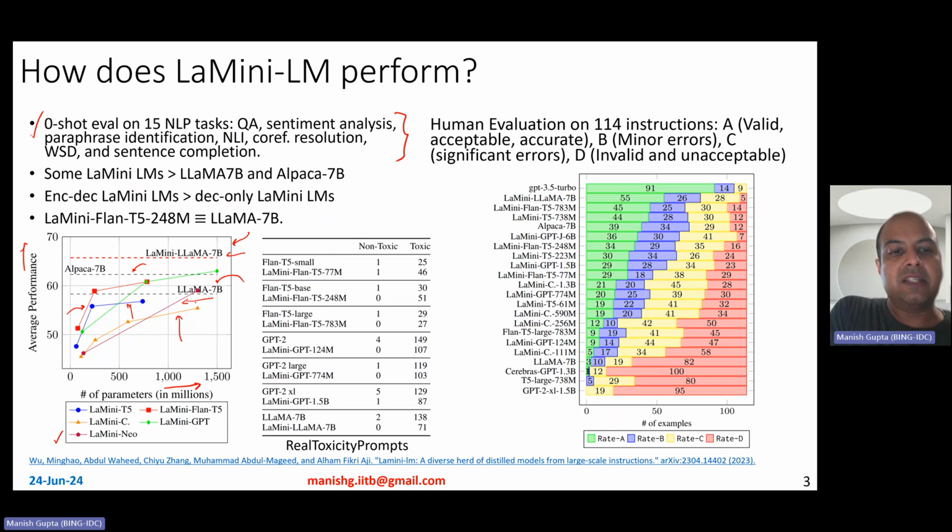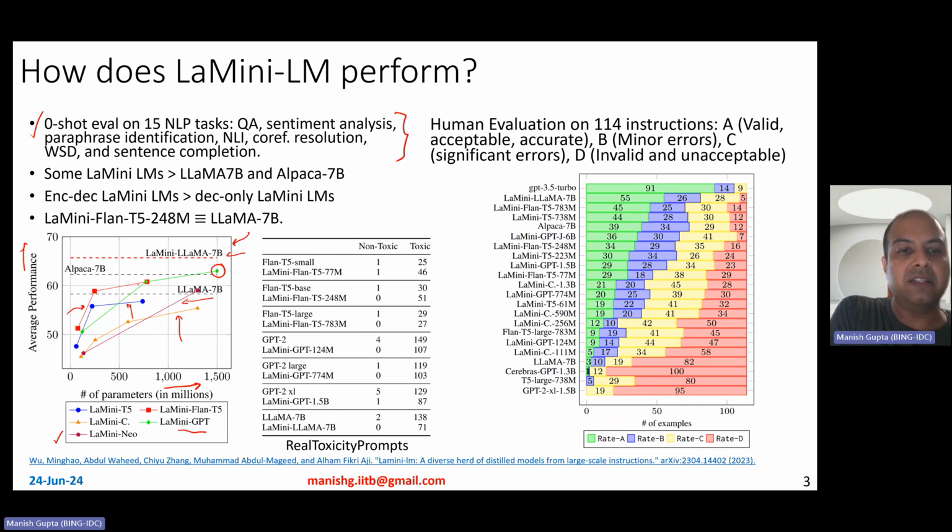So as you see, several models are actually better than Llama 7 billion, right? So remember, Llama 7 billion is the original Llama 7 billion, not the Lamini fine-tuned or Lamini instruction-tuned one. But the takeaway is that some of these Lamini-LM models are actually better than Llama 7 billion and also Alpaca 7 billion. So for example, if you look at this green guy, which is effectively Lamini GPT, actually it's better than Alpaca 7 billion also.